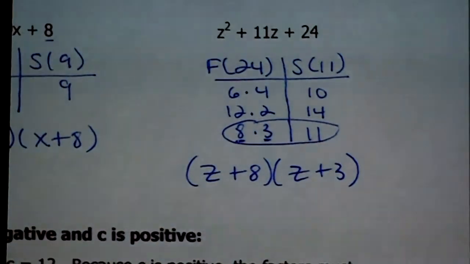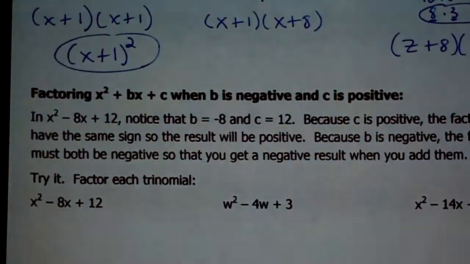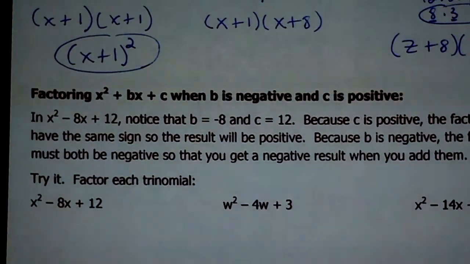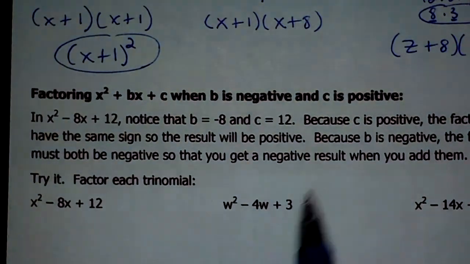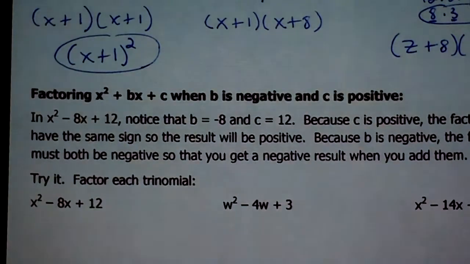All right. Next, we have factoring x squared plus bx plus c when b is negative and c is positive. So in the last equation that we dealt with, b and c were both positive. This time, if you have a negative b, the factors both have to be negative so that you can get a negative result when you add them. Isn't a negative plus a negative going to give you a negative, right?